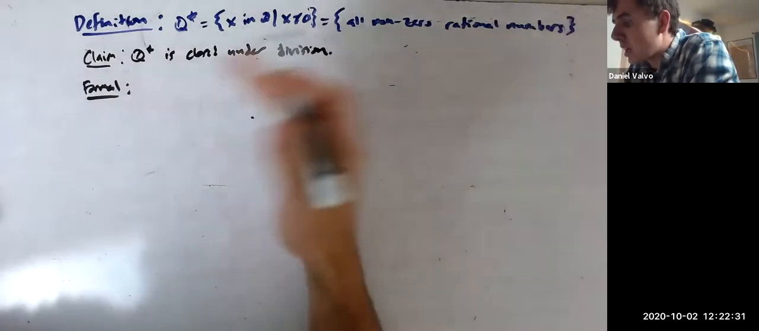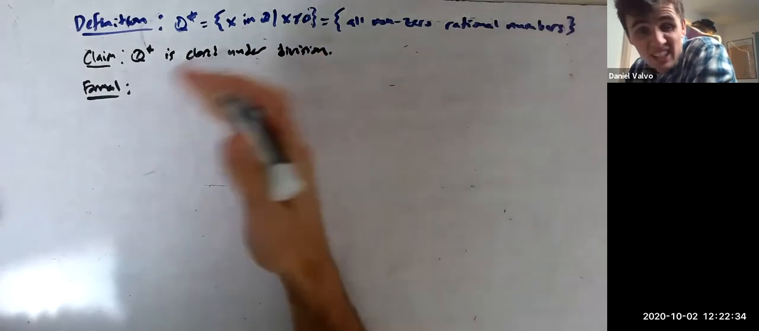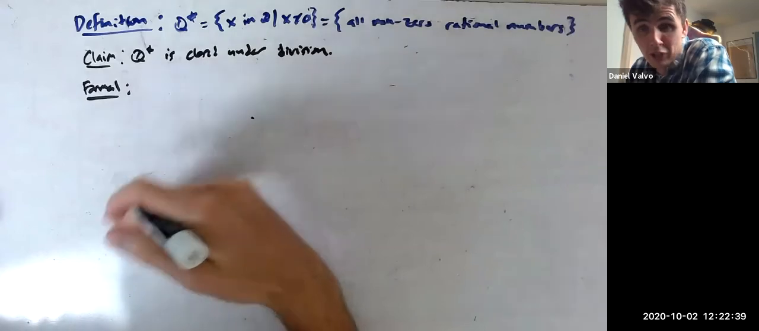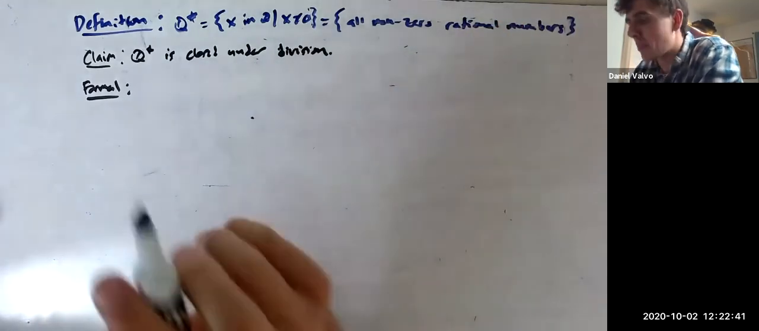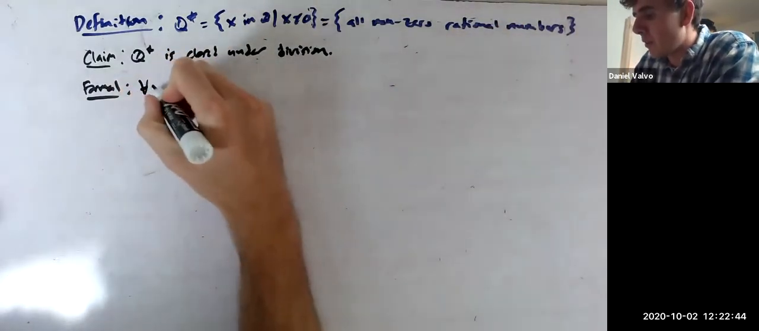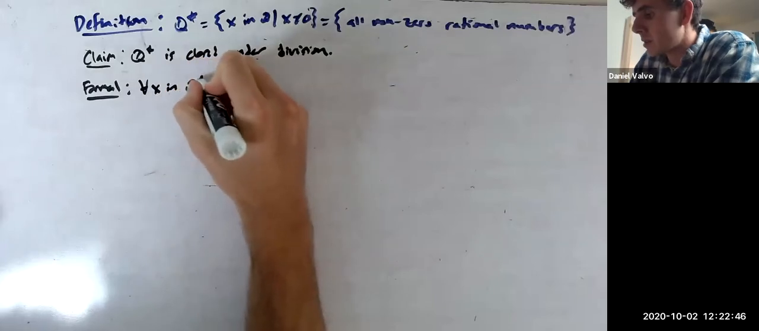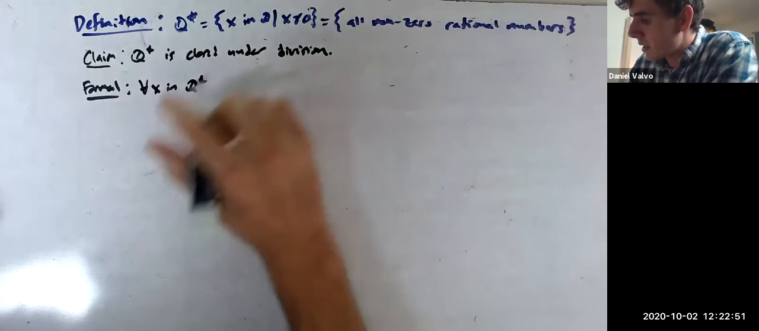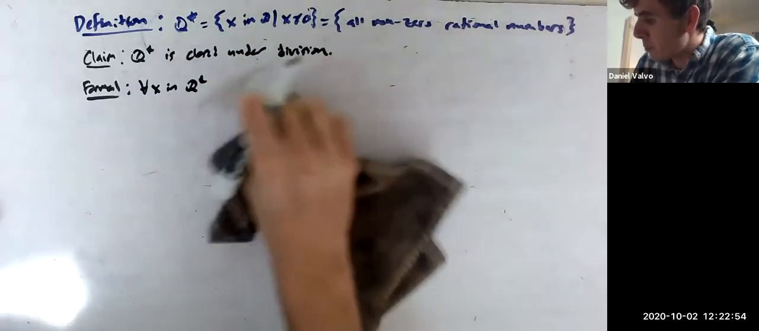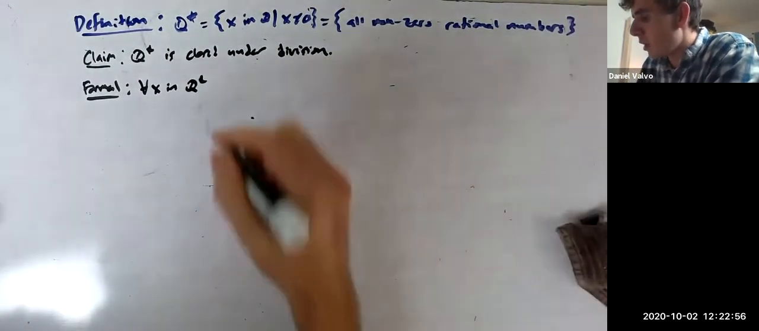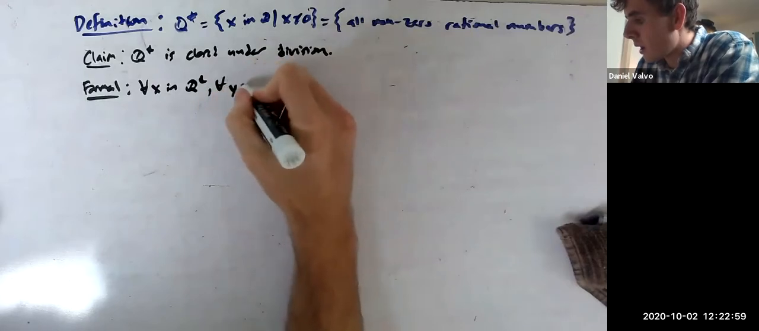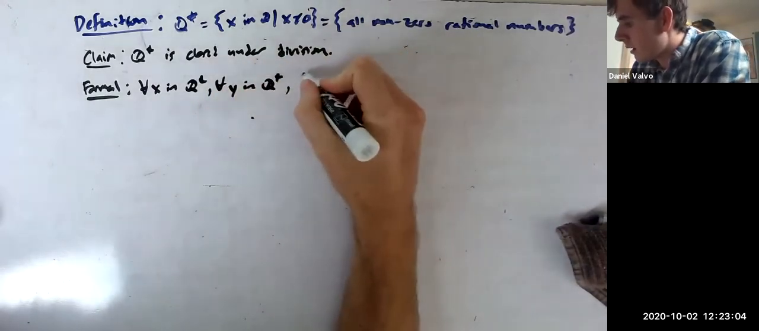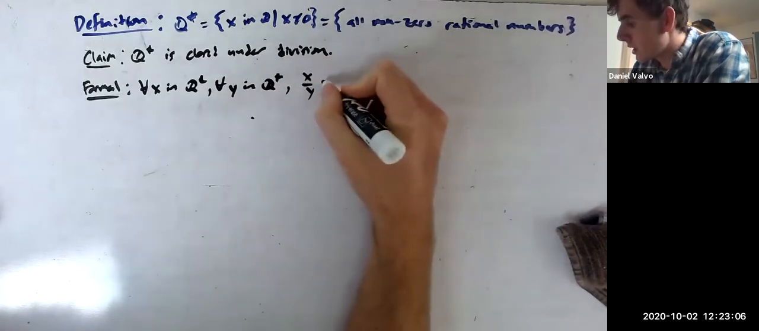So the way to say this: being closed under any operation means that if you take any 2 elements in the set and put them through the operation, the result stays in that set. You can't get out of the set by doing that operation. So what I mean is that for all x in Q star, for all y in Q star, x over y, division, stays in Q star.